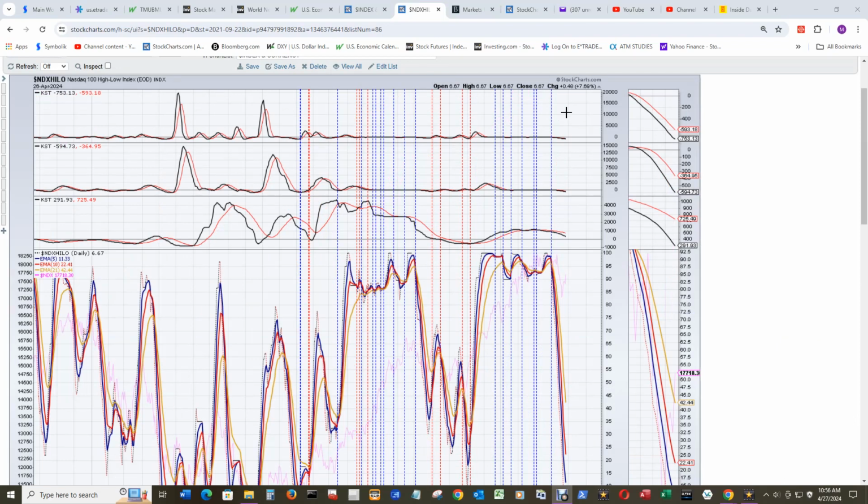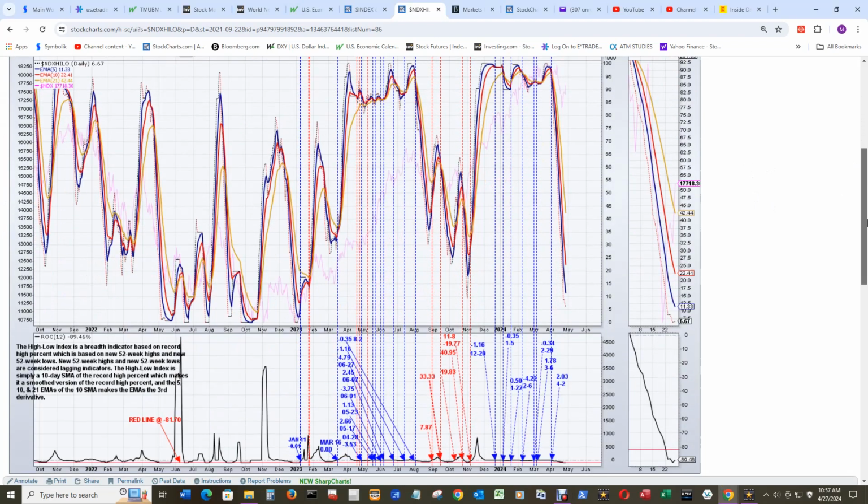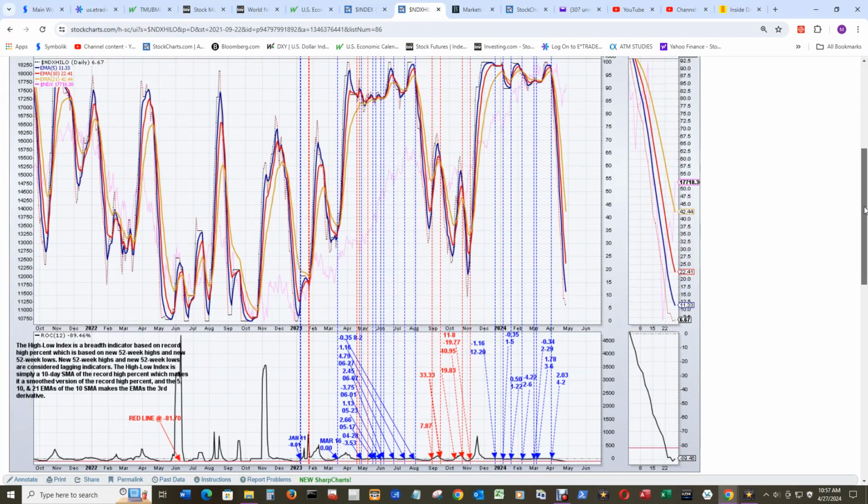Short-term KST in the top here, intermediate term KST in the middle, long-term on the bottom, all rolled over, and short and intermediate below zero. The long is still above zero, but nonetheless they're all pointed down. And the New York high-low and NASDAQ composite high-low look exactly the same as this NDX high-low chart for the daily studies.